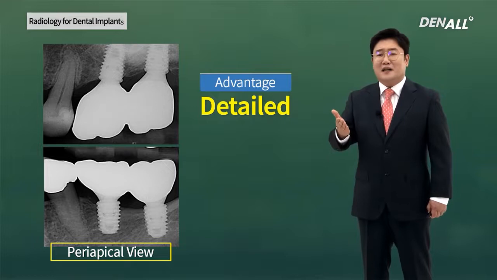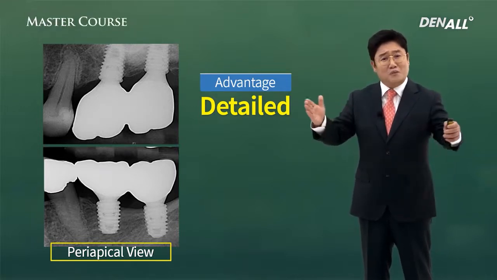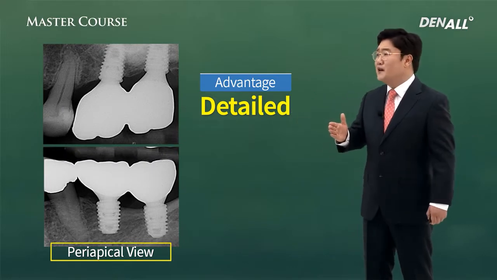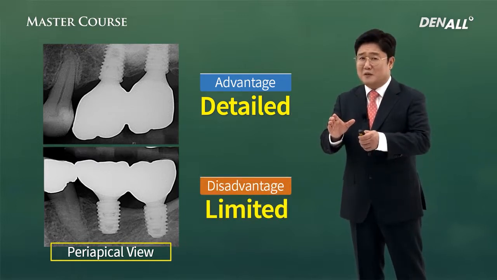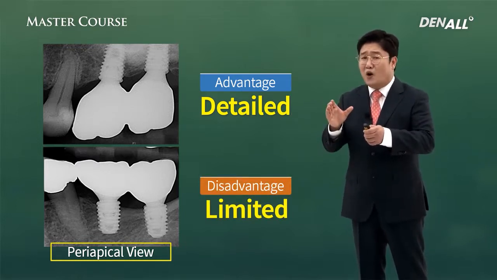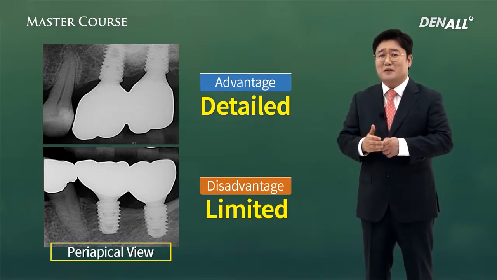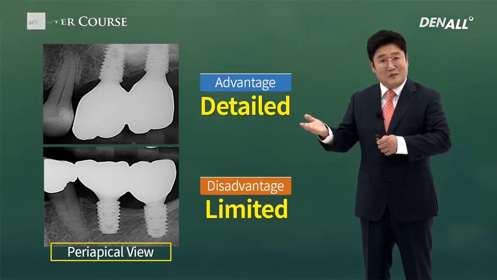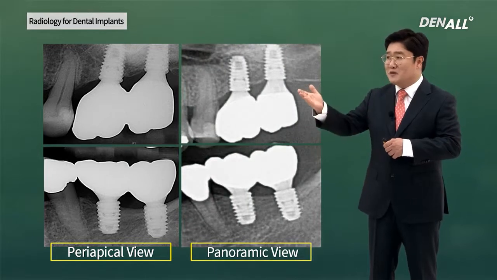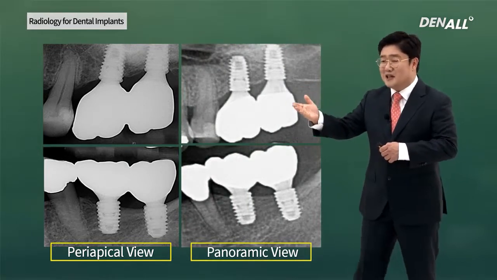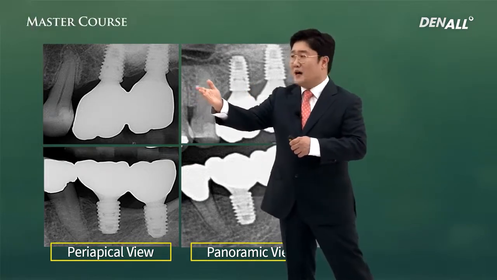On the other hand, panorama gives broad coverage, but the periapical view has very limited coverage. So the disadvantage is that the information is for a limited area. Why does it give detailed information? Let's compare it to panorama view. You can see clearly the difference between them, periapical, panorama. Compare them.